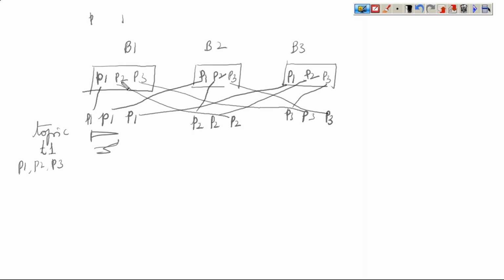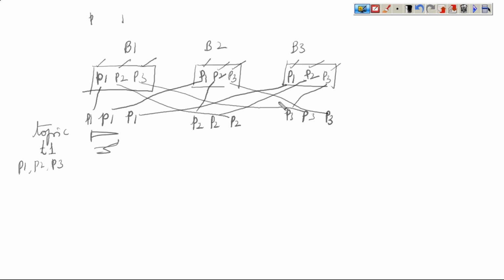P1 has a first copy, second copy and third copy. P2 first copy, second copy and third copy. P3 first copy, second copy and third copy. Now the data is distributed like this. The data is uniformly distributed by Kafka, we need not worry about that. Even in the practical, we will see very clearly how the data gets distributed. In this fashion only the data will get distributed.